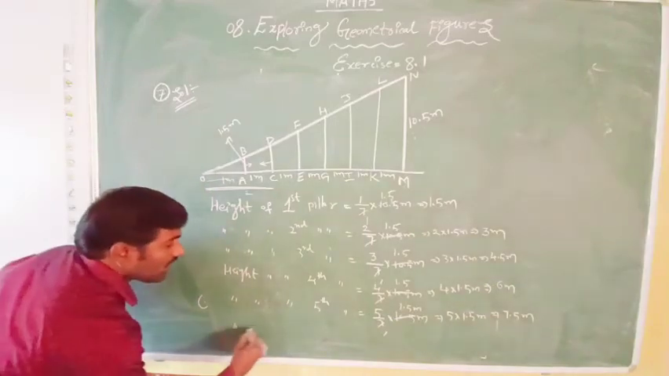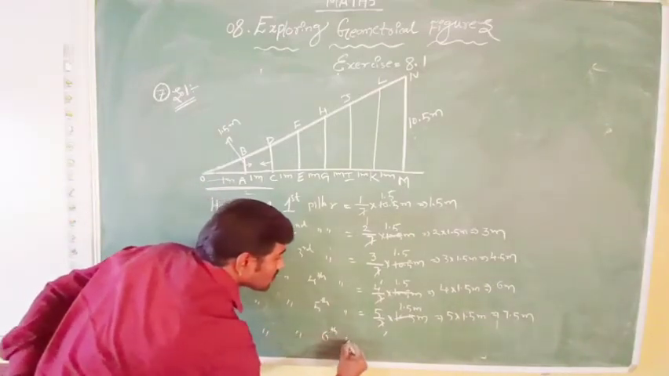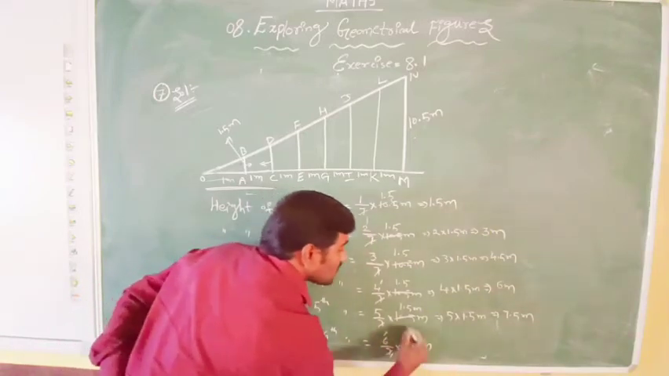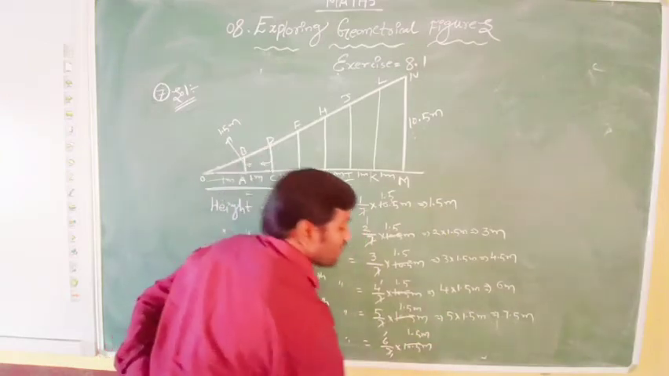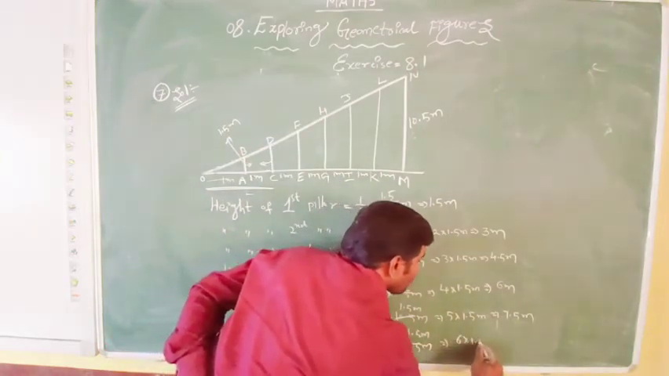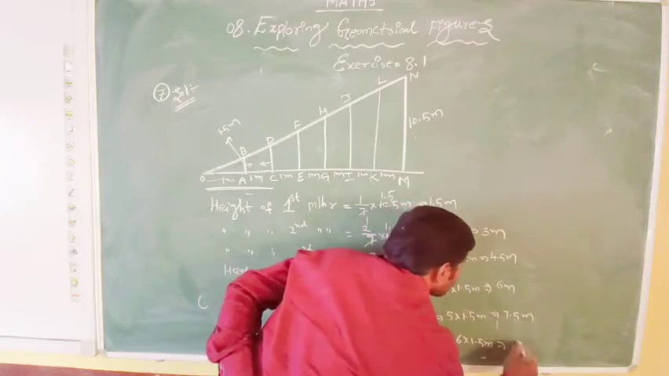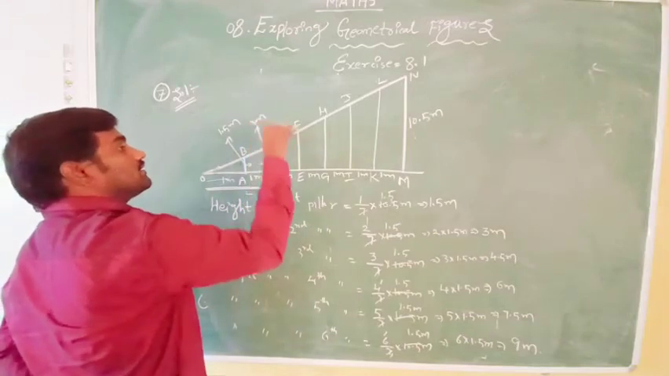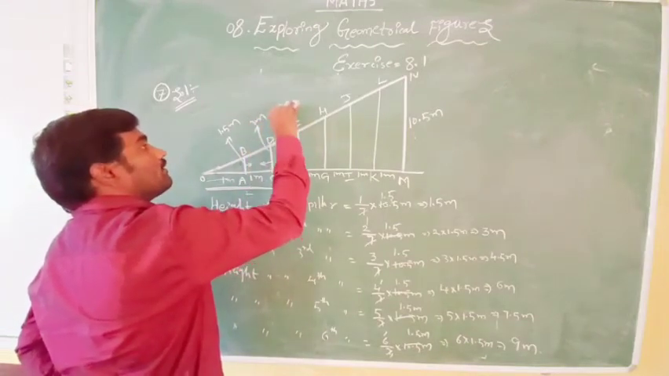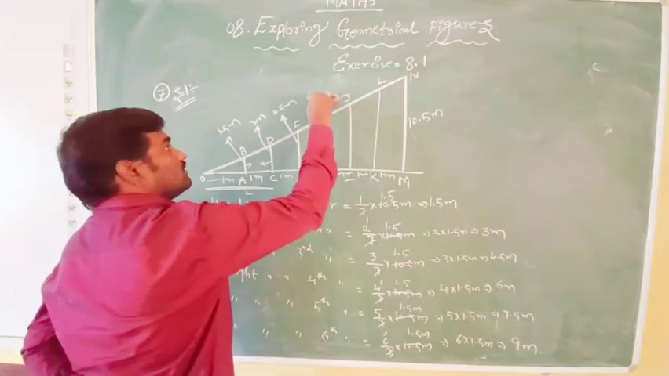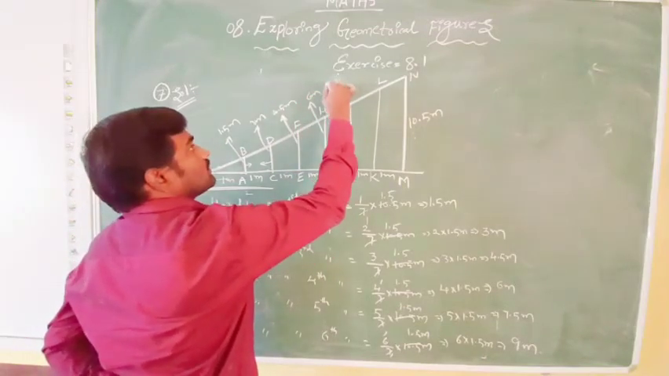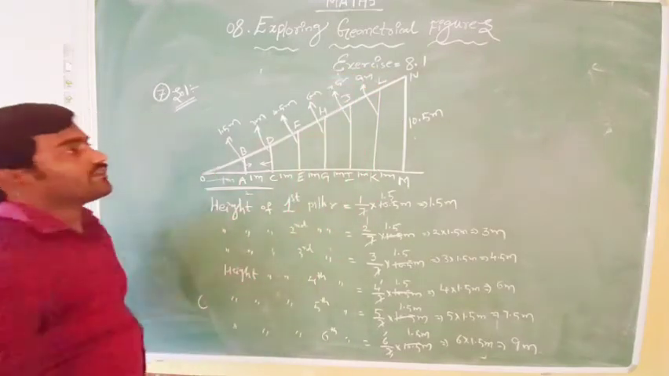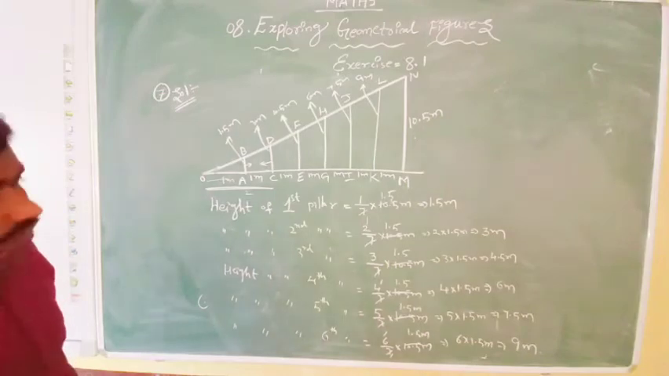Then the height of the sixth pillar equals 6 by 7 into 10.5 meters. 7 ones are 7, 1.5 meters, that equals 6 into 1.5 meters, that equals 9 meters. These are the heights of the remaining pillars. So in this way we can find this out.